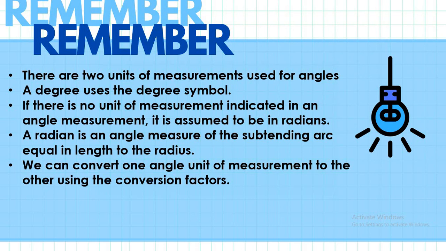We summarize this video by remembering the following. First, there are two units of measurements used for angles, degrees and radians. A degree uses the degree symbol. If there is no unit of measurement indicated in an angle measurement, it is assumed to be in radians. A radian is an angle measure of the subtending arc equal in length to the radius. Lastly, we can convert one angle unit of measurement to the other using the conversion factors.